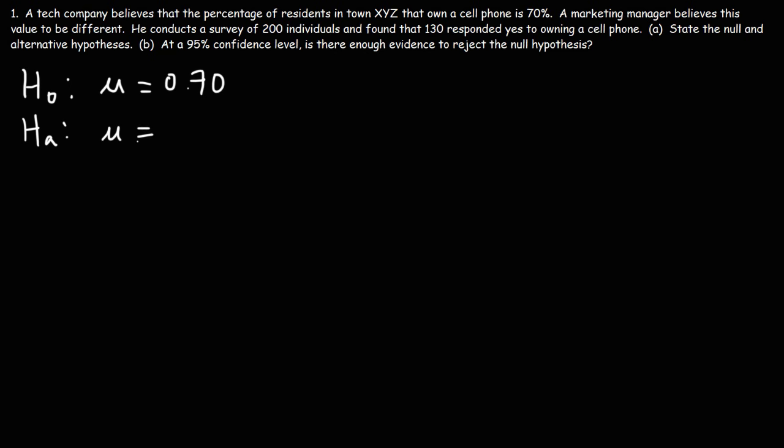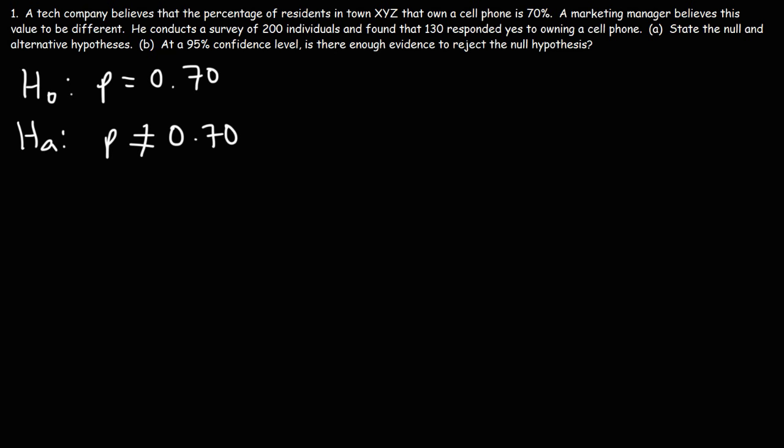So this is going to be the alternative hypothesis, that the mean is, or rather the proportion, I should put P instead of mu. I'm so used to putting mu. So the marketing manager believes that the proportion is not 70%. So that's part A. Now let's move on to part B. At a 95% confidence level, is there enough evidence to reject the null hypothesis?